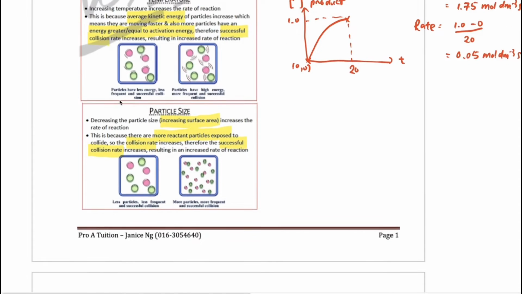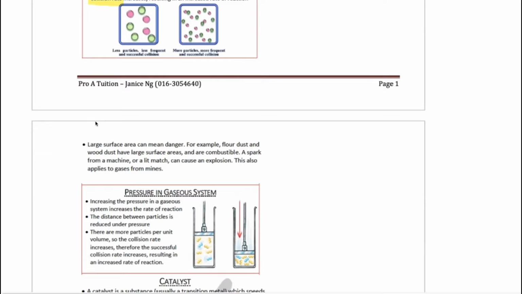So let's move on to the next page. Okay, so on this page, large surface area can mean danger. For example, flour dust and wood dust have large surface areas and are combustible. A spark from a machine or a lit match can cause an explosion. This also applies to gases from mines. Okay, so they can catch fire easily.